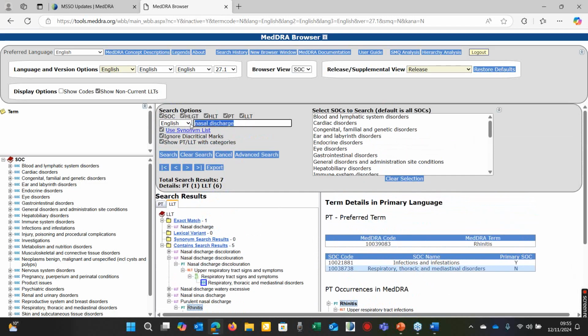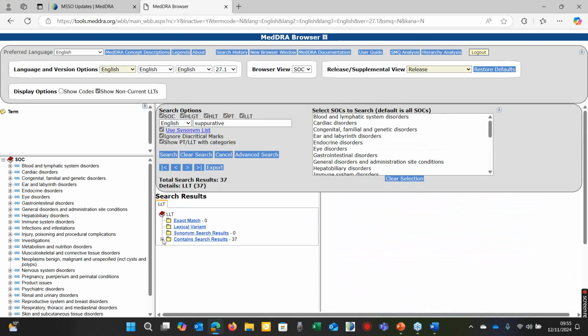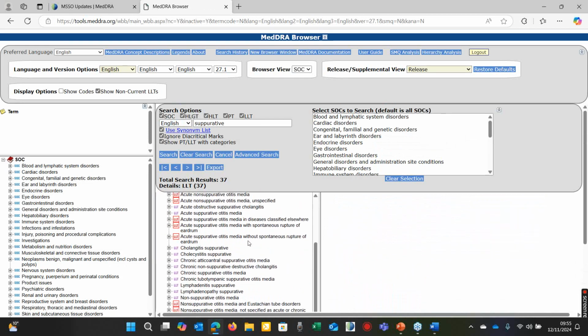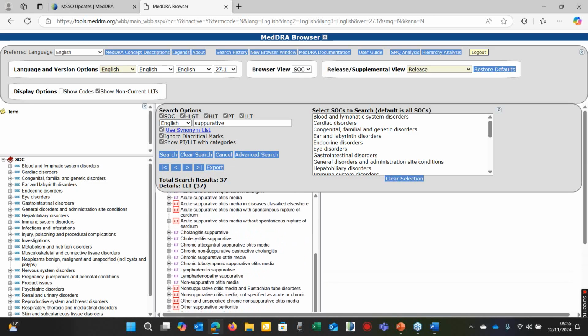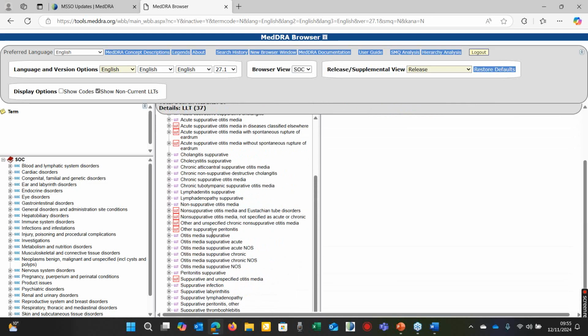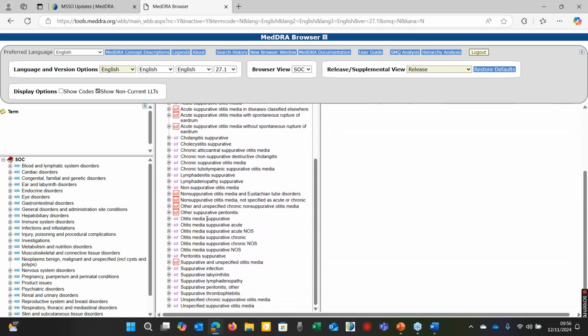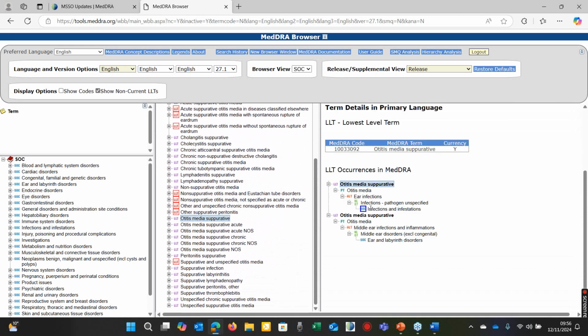Let's have a look at suppurative, just for completeness, because we mentioned that otitis media in Dorland's is considered to be bacterial. So you see that MedDRA has terms in it for suppurative and purulent. We've got different sites here, there's our otitis media suppurative, and it's placed under the HLGT of pathogen unspecified. It's based on the site, the ear. There's no assumption there that it's bacterial, but we could click on some of these others just to see. I won't go through them all, but just to show that it's not always consistent.